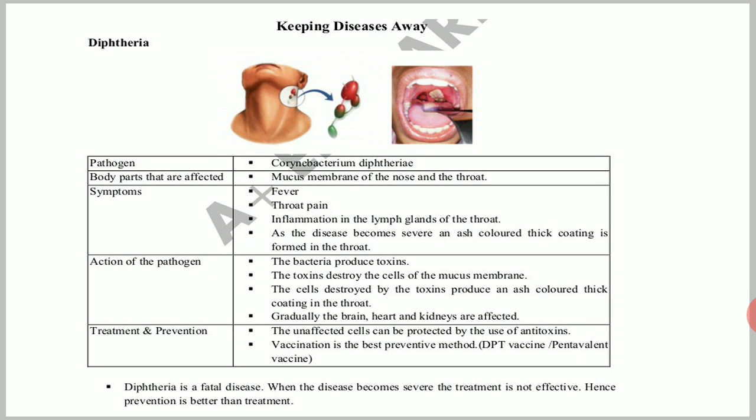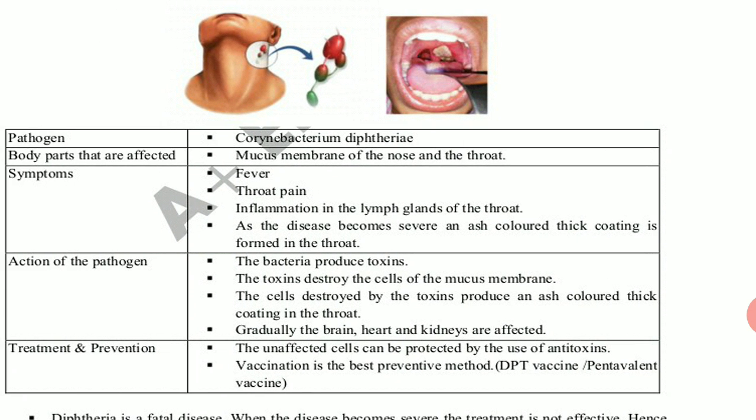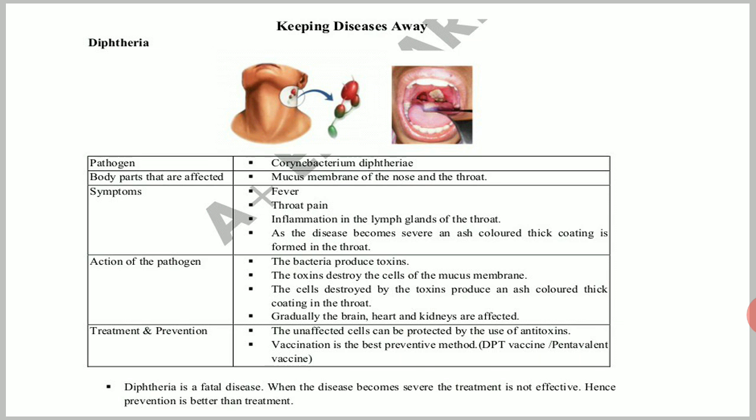Then let us see another disease. And one more thing, diphtheria is a fatal, dangerous disease when it becomes severe and is not treated well. Hence prevention is better. Always don't forget to take the DPT vaccine.